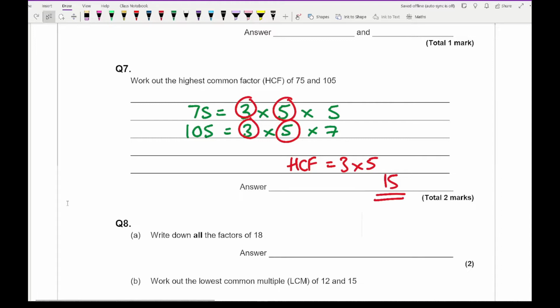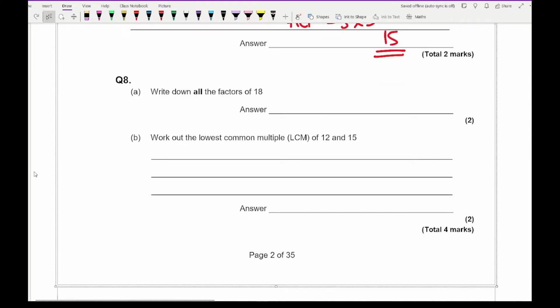Moving on to question 8, it says write down all the factors of 18. So again, I've got 1, 2, 3, 6, 9 and 18.